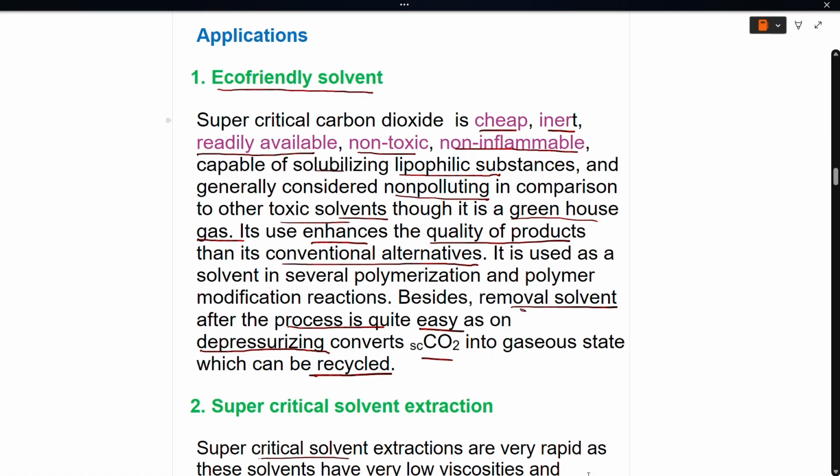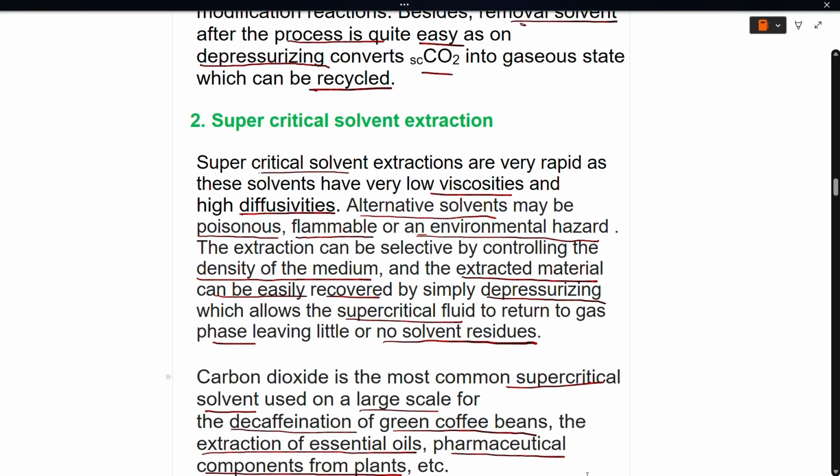applications. We know that it is an eco-friendly solvent. It is non-toxic, it is cheap, it is easily available, all those things are there. It is somewhat inert also. And the removal of solvent is very easy, just reduce the pressure, and the supercritical carbon dioxide evaporates out of the substance. Then it can be used as a supercritical solvent for extraction, because it has very low viscosity and it diffuses highly into the material.